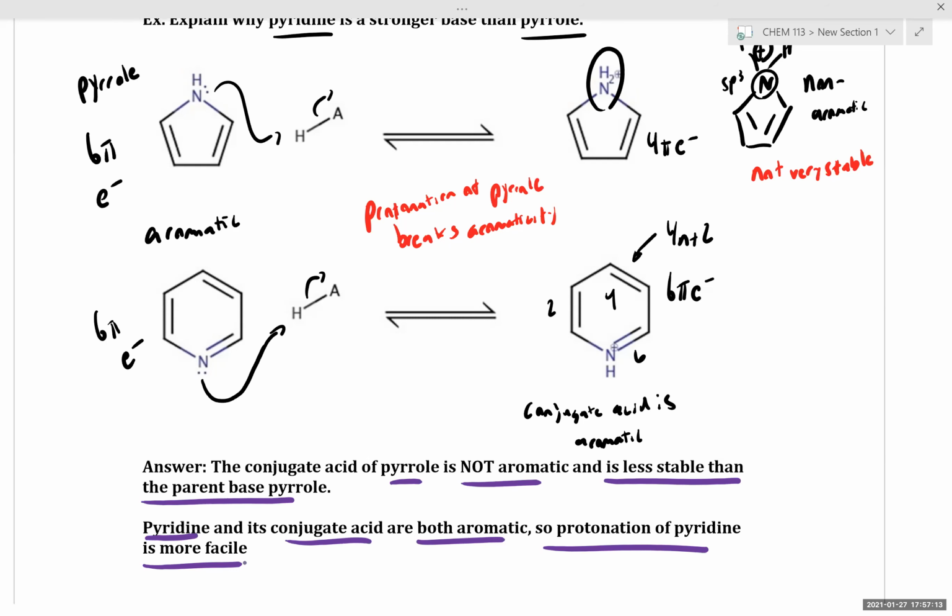Because you can use the lone pair for acid-base reactions without breaking aromaticity. If you try to use the pyrrole lone pair for acid-base chemistry, you end up generating an sp3 nitrogen that's non-aromatic, not very stable, and as a result, it's much more difficult to protonate pyrrole, and much more difficult for pyrrole to engage in these acid-base reactions. Does that make sense?